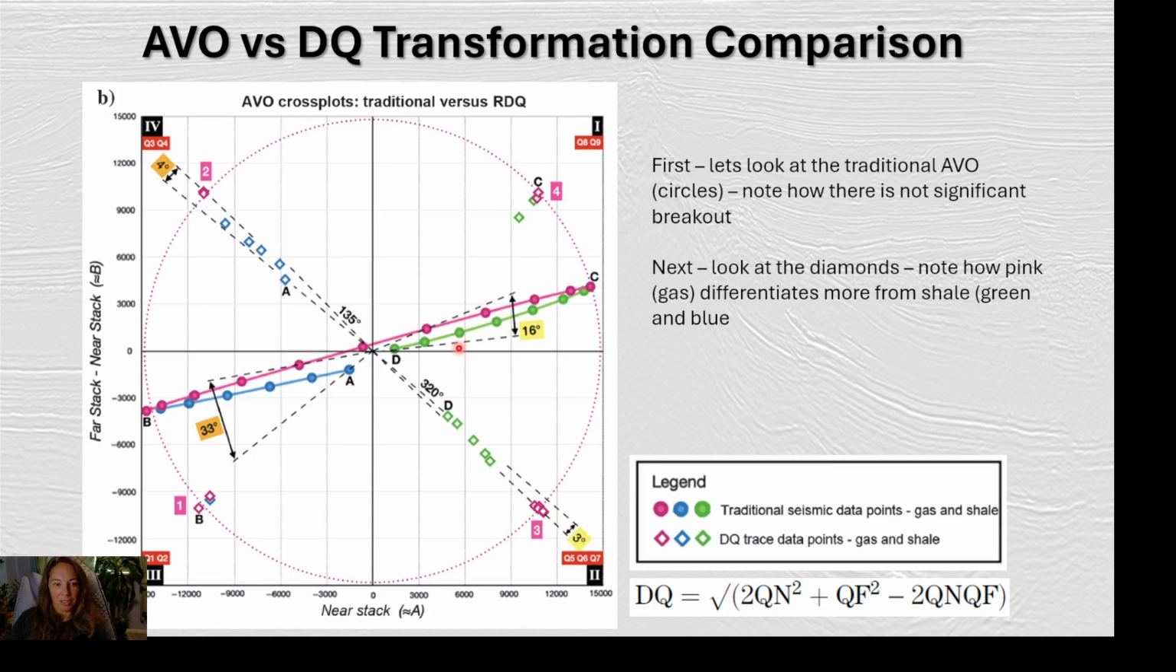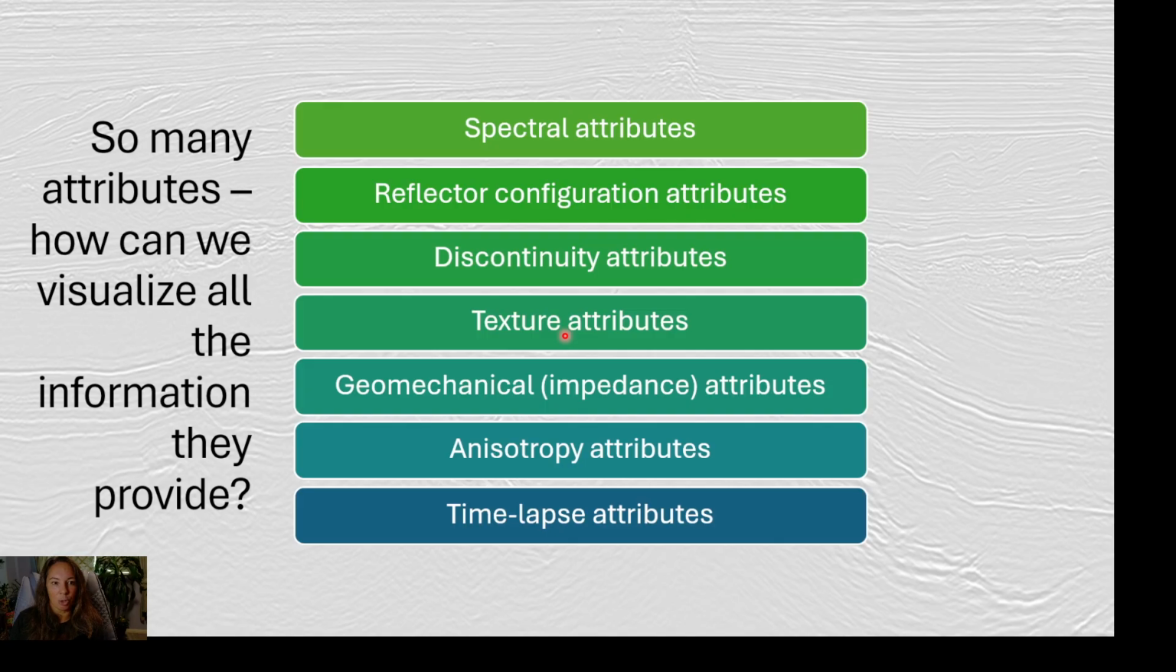and it pushes out the gas sands. What it ends up doing is it ends up pushing out the gas sands. In this case, so you can see the pink triangles or diamonds are more on the outside right here, and it helps differentiate fluids. So we have been very, very excited about this attribute.